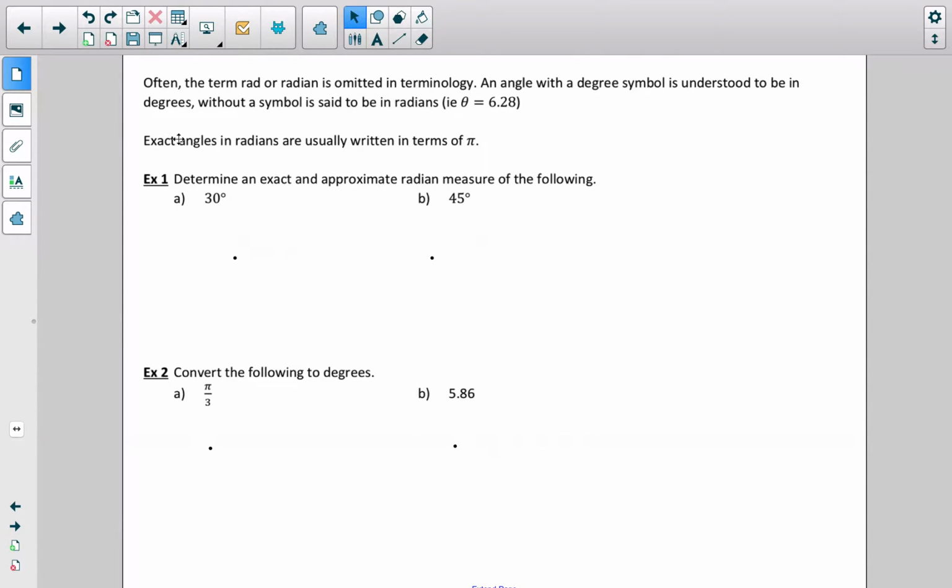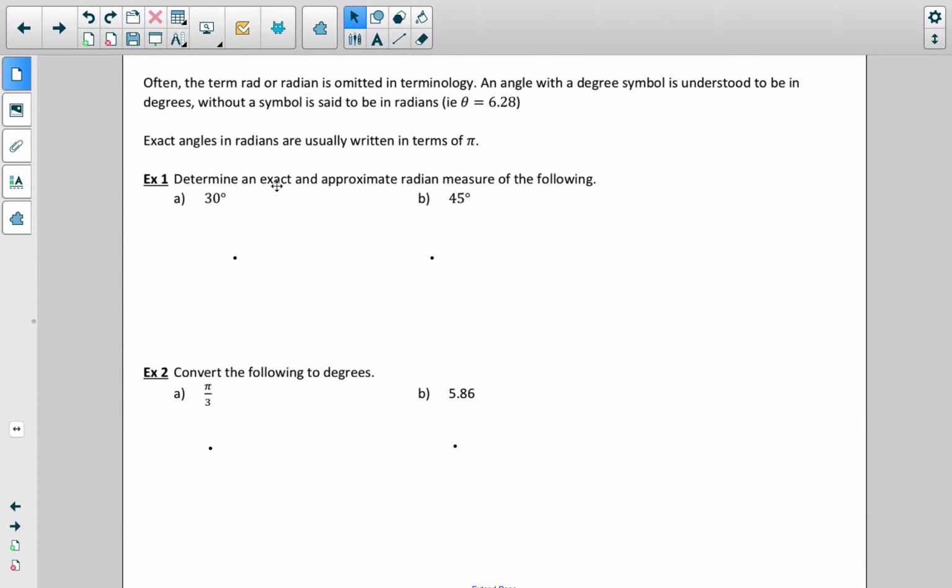So oftentimes the term radian or rad is omitted, so it's not like degrees where you have to put the little degree symbol. If there's no symbol written, then it's assumed that it's in radians. Sometimes radians are given with respect to pi, and that's normally when it's an exact number. So you wouldn't see 6.28, you would see 2 pi. Okay, 6.28 is rounded, 2 pi is not.